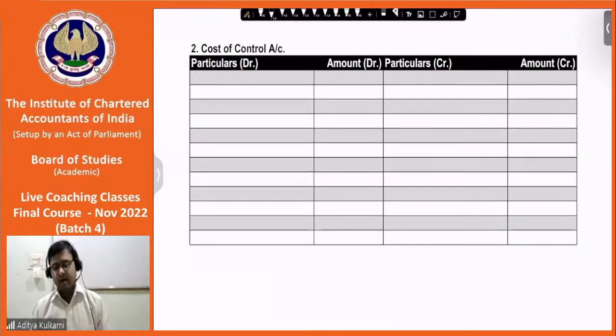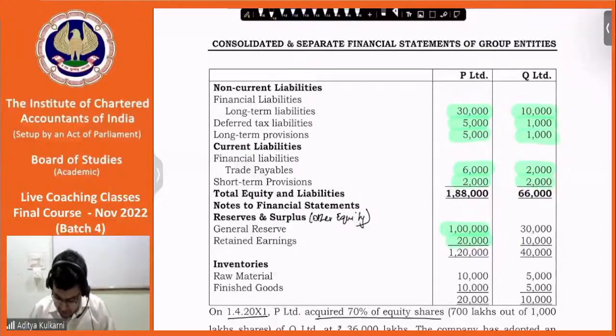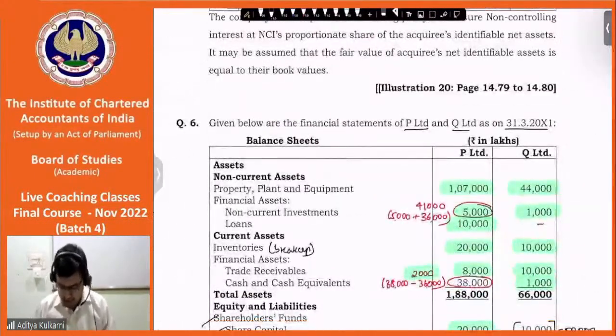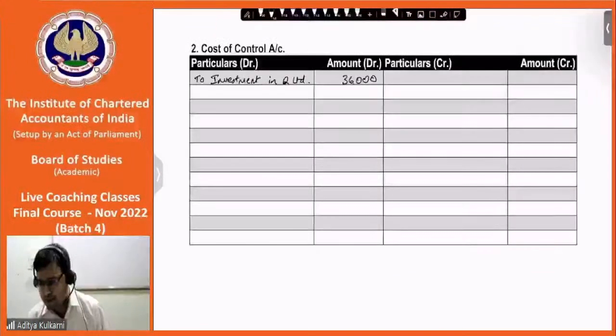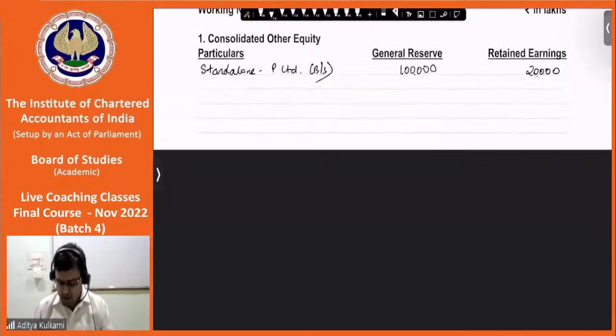So that takes care of general reserve and retained earnings. And if I check P Limited's figures, all items I have considered, except one, that is investment. So with this, we have completed all the items of assets, liabilities and reserves of P Limited. P Limited's balance sheet, all items we have put in the appropriate places.